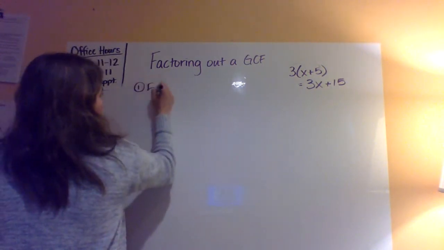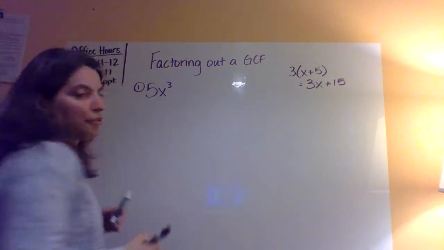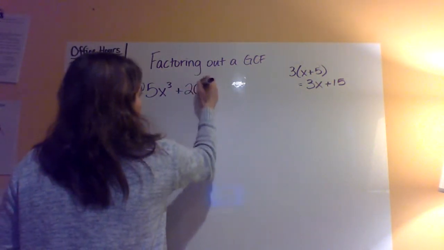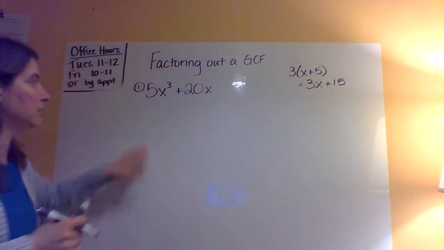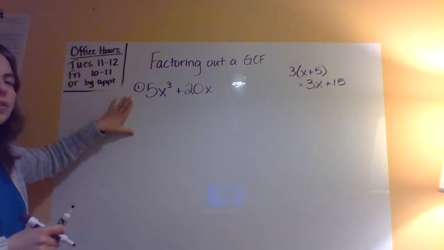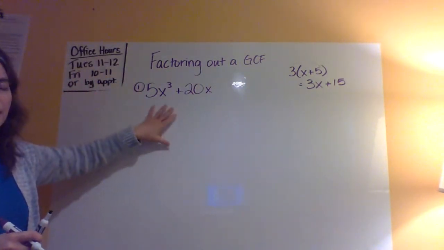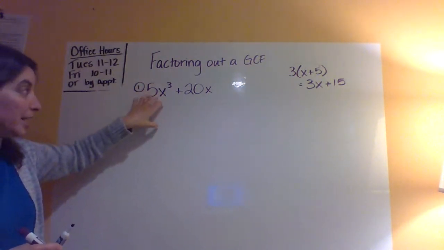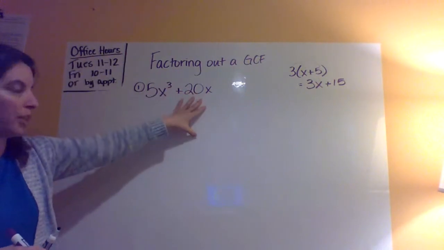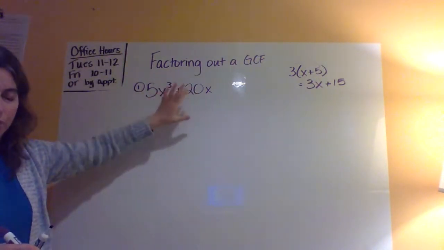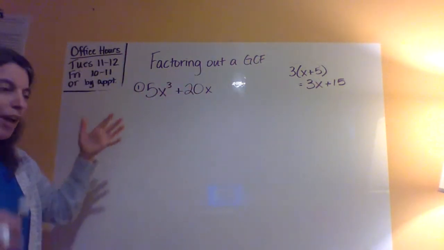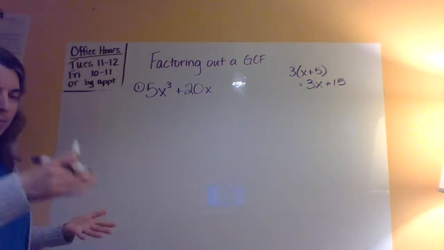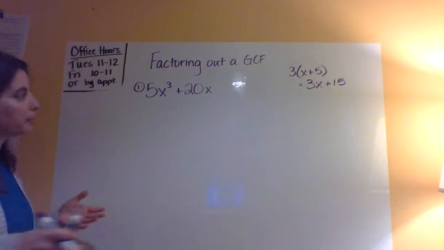So we're going to start out with an expression 5x cubed plus 20x. This is number 1 on that page. And we're going to look here for a greatest common factor. Common factor means it needs to be common to, in this case, both terms. But if the expression has 5 or 6 or 27 terms, if it's going to be a common factor, it needs to be common to all of those.